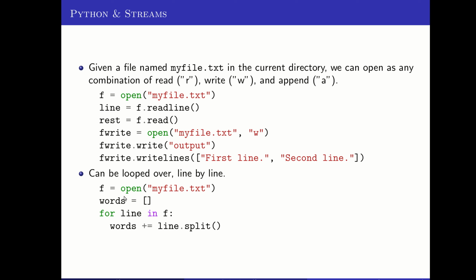We can loop over files just like we loop over ranges or lists or anything else. So here, for example, I've opened my file.txt, and then I am looping for each line in the file to do something with them, to collect the words that are written on each line. So this is just gathering up all of the individual words that were written inside of that file there. But the main point is that I can loop over the file just like a list or other data structures in Python.